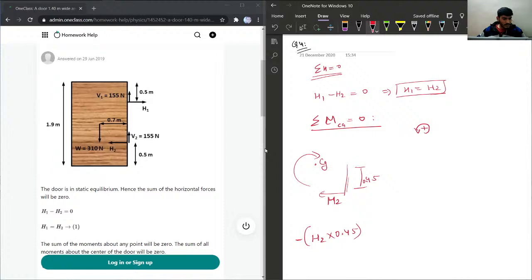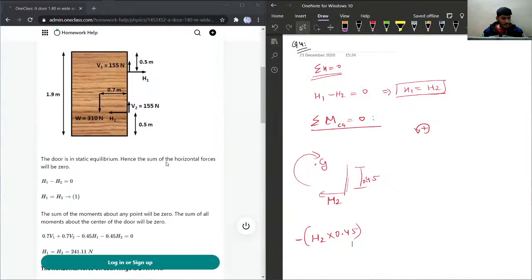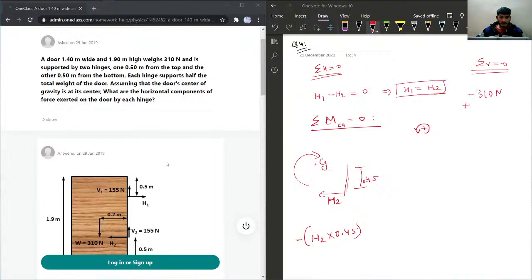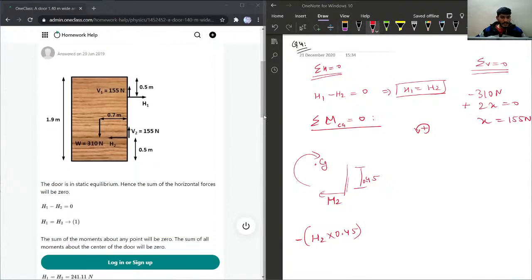Then H2 is done. We'll go for V2. Basically, if we take the summation of vertical forces, we have one vertical force in the downward direction, which will be minus 310 Newton. Then we have the hinges, and it is given that each hinge supports half the total weight of the door, so it is directly given. So 2x equals 310, then x equals 155 Newton. So each hinge has 155 Newton in the y direction.